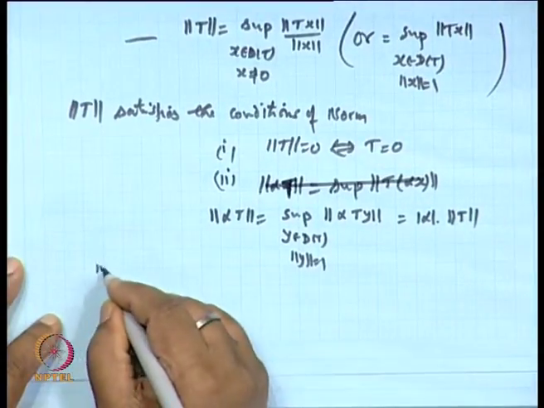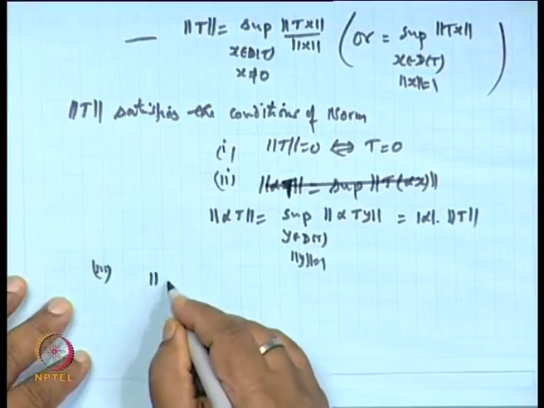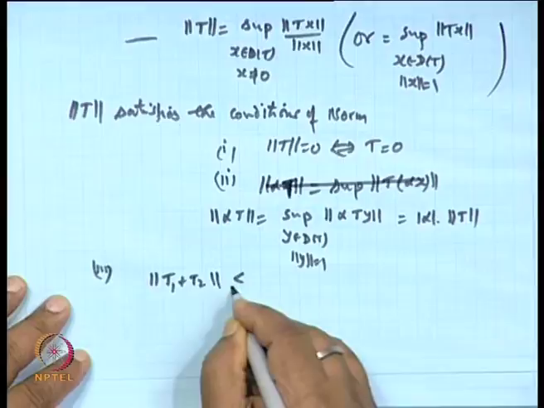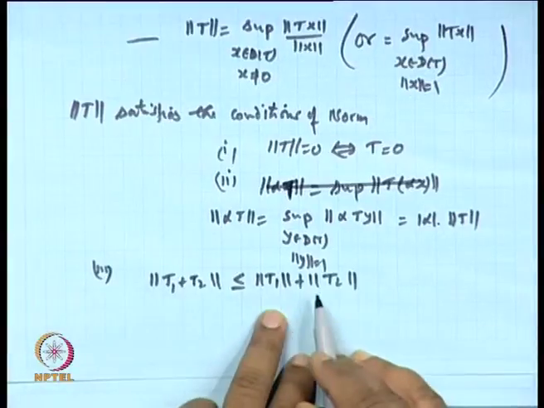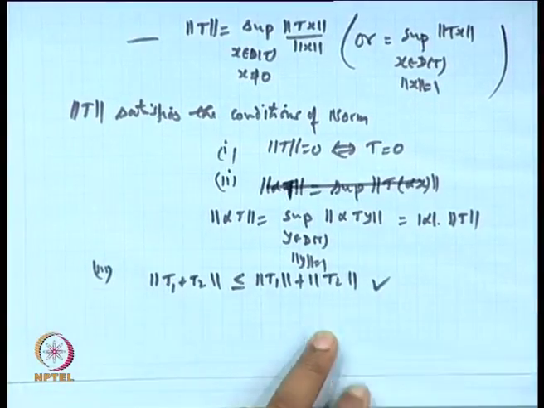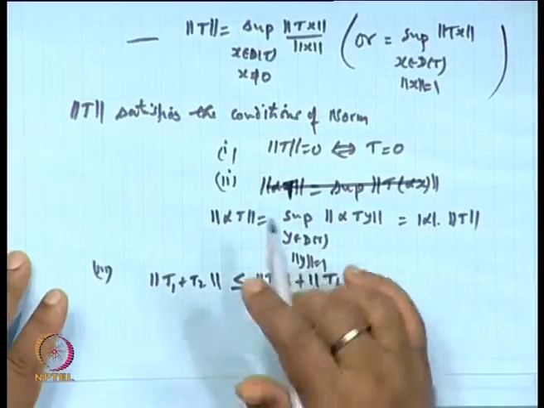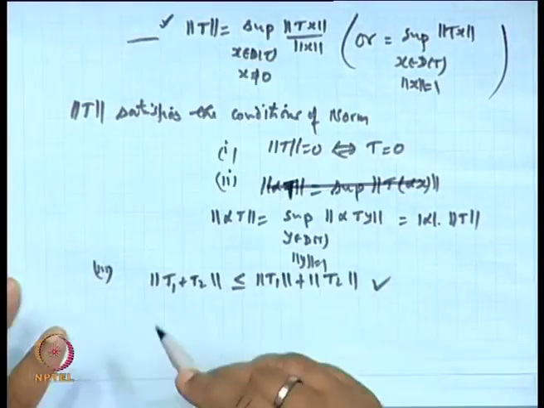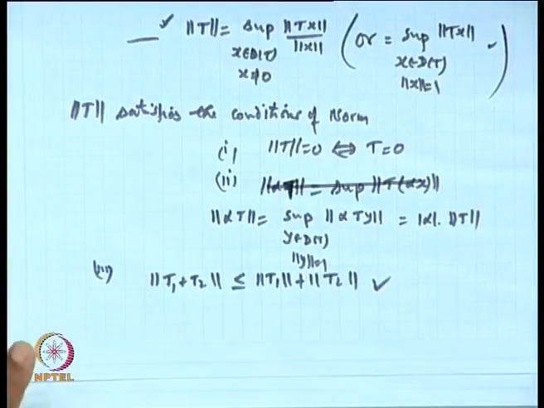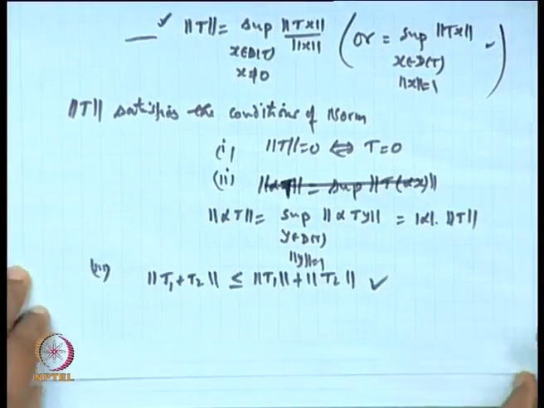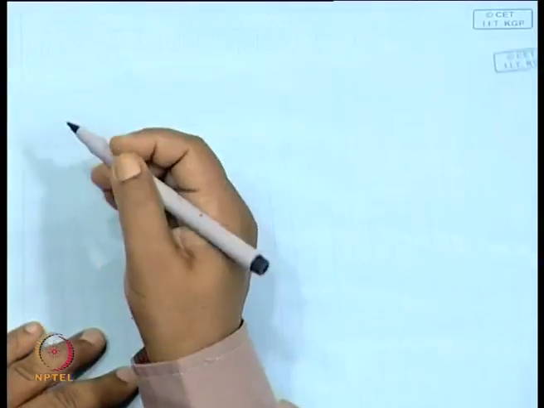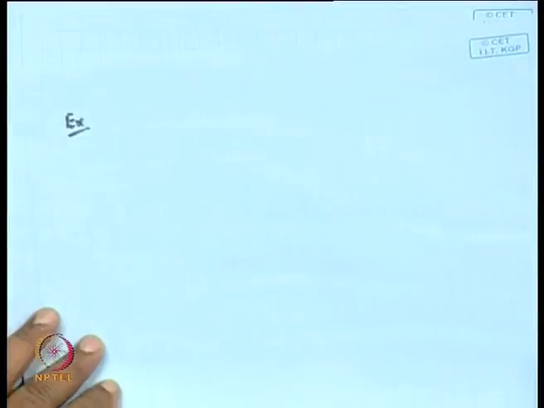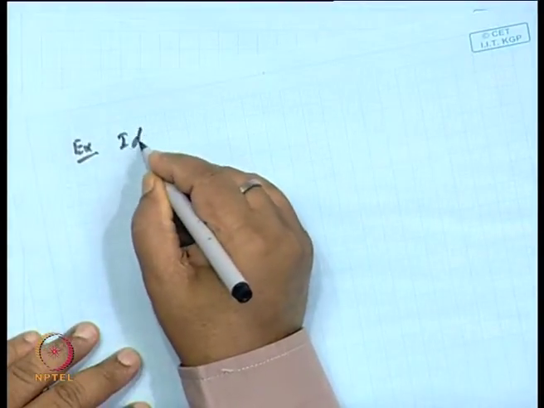Similarly, for the third condition one can prove that norm of T1 plus T2 is less than or equal to norm of T1 plus norm of T2, because the supremum of the sum is less than or equal to the sum of the supremums. So, this can be verified. Therefore, all three conditions are satisfied and this gives a norm. Okay. Now, there are certain examples, for bounded linear functionals as well as unbounded linear functionals. So, the first example of a bounded linear functional is the identity operator.